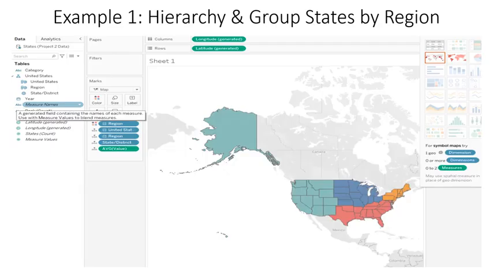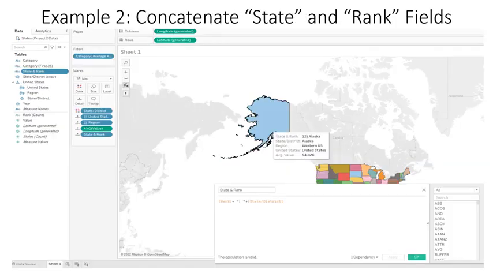Notice here that I grouped states by region, so you could drill down using hierarchy from United States to region to the state or district. In this slide, you see that I also concatenated the state and rank fields, and I put these two together to make the analysis a little bit easier to read.